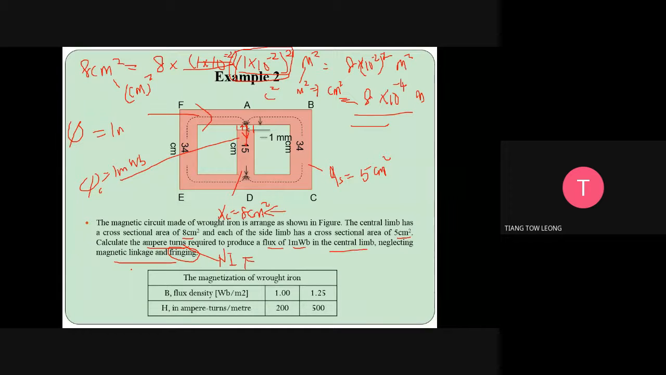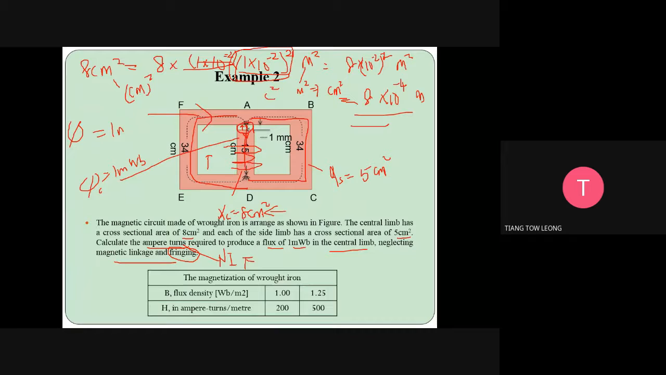In the center limb, no fringing means no fringing effect. So what we can see is we have 1 reluctance here, 2 reluctances here, 3 reluctances here, 4 reluctances here, which means our circuit becomes, where is the source? It seems there is no source. Let me see. What do they want? Calculate the ampere turns required to produce a flux in the center limb. So this is the source.